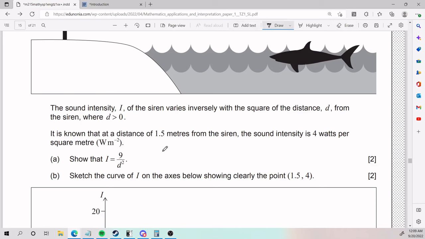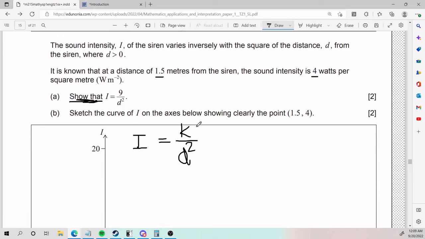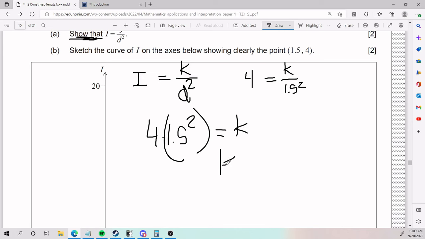Cierto? And so the way that you start from 0 here is that, A, you forget about the 9 for a second. And you go, okay, how can you get this 9? How can you prove that this is 9? Well, I equals k, because we still haven't figured out 9 yet, since we're showing, divided by d squared. And now I can plug in 1.5 and 4. If I plug in 1.5, it is meters, that's going to be the one on the bottom. So I'm going to have k divided by 1.5 squared. 4 watts is going to be I, so I'm going to leave that there. I need to get k alone, so I multiply by 1.5 squared on both sides in order to get it rid from the denominator, equals k, which now will give me 9.